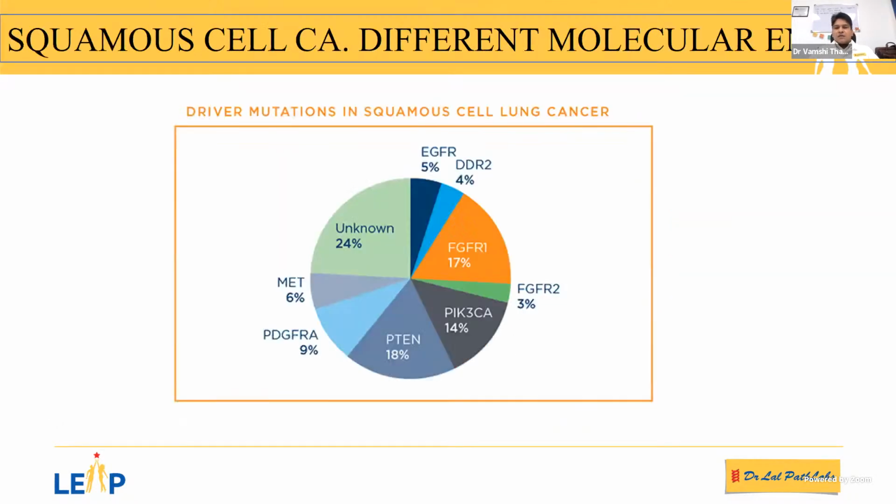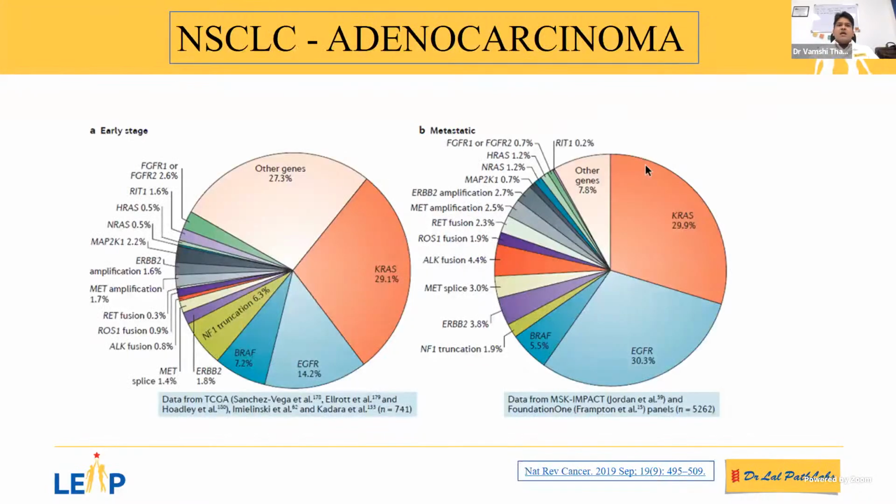This is another figure, a pie chart looking at the driver mutations in squamous cell lung carcinomas. Here also you have about 25% of unknown mutations that we do not know. Coming back to the adenocarcinomas, early stage and metastatic disease would have your EGFR mutations. And KRAS is the next major mutated gene marker for your targeted therapy.